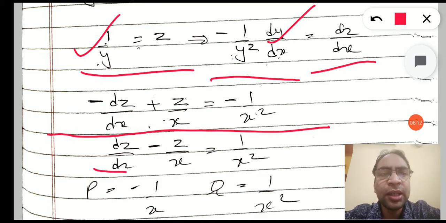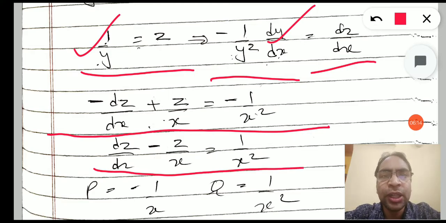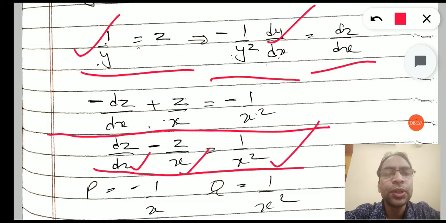Arranging the minus sign, this is actually dz upon dx minus z upon x is equal to 1 upon x square. So now the equation is reduced to a linear differential equation, and we can see this is a linear differential equation in two variables x and z. This is dz upon dx, this is minus z upon x, and this is 1 upon x square. This is q, which is free from y.